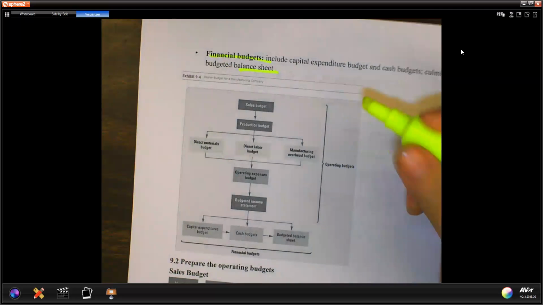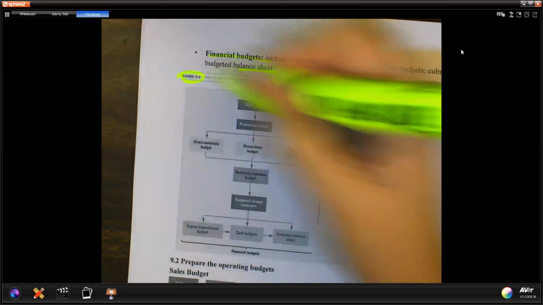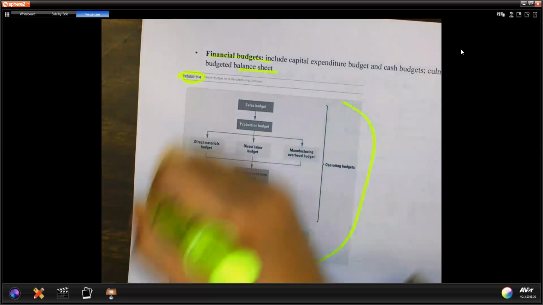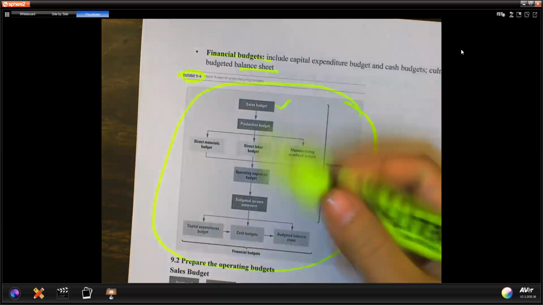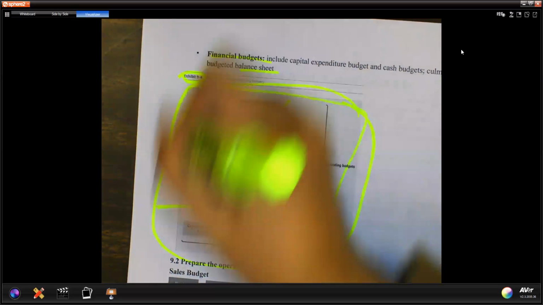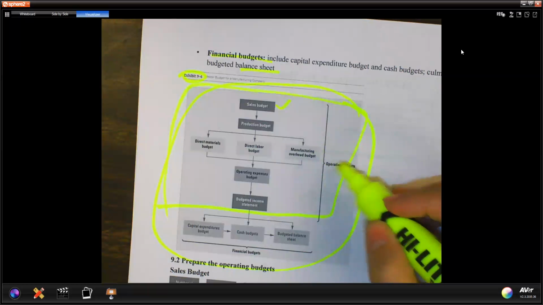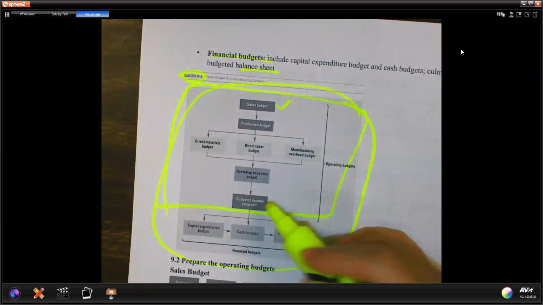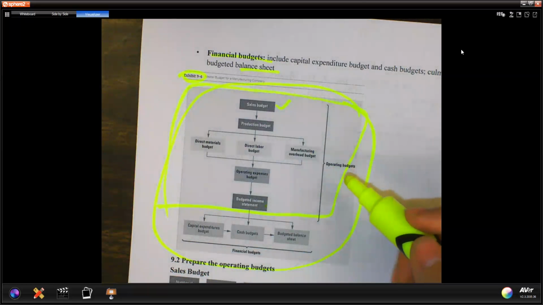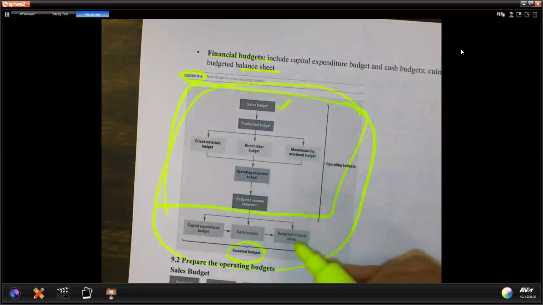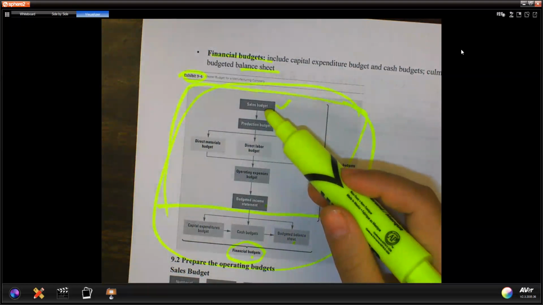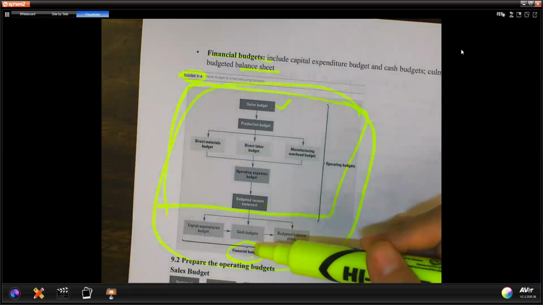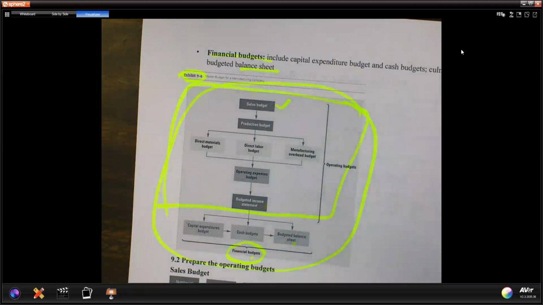I would say make sure you know the flow of everything. So this is the master budget. We always start from the sales budget. The top is our operating budgets, so you will get your income statement once you do your operating budgets. Then you do your financial budgets, and you will get your balance sheet from your financial budgets. Make sure you know how we get everything, and I will talk about why everything is linked.